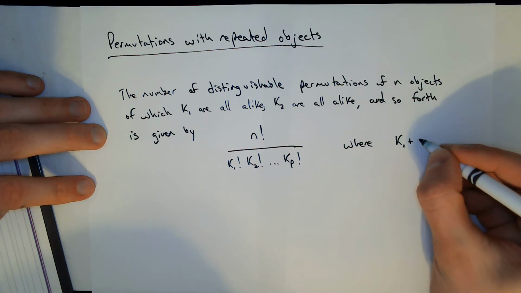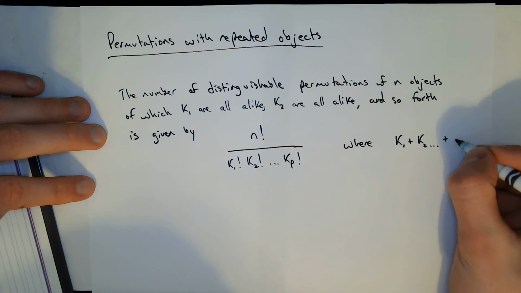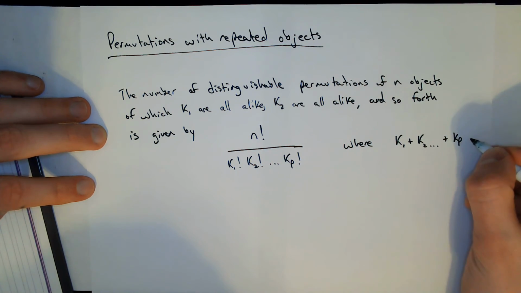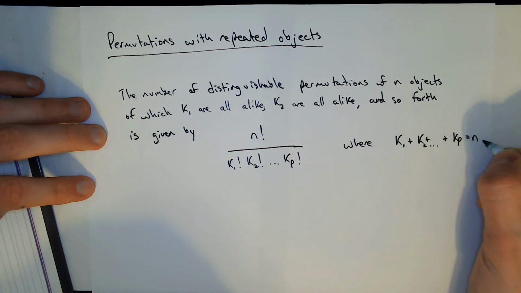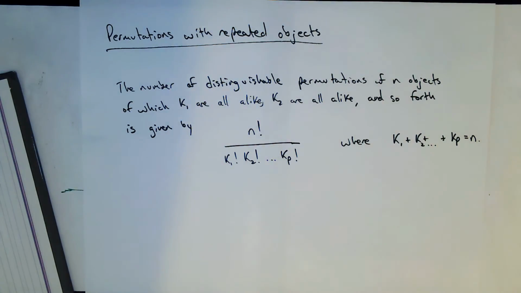where the sum of these things in the bottom, without the factorials attached to themselves, is equal to n. All right, so I'll definitely agree with you, it's a very strange, maybe hard to understand formula, but an example will help here.